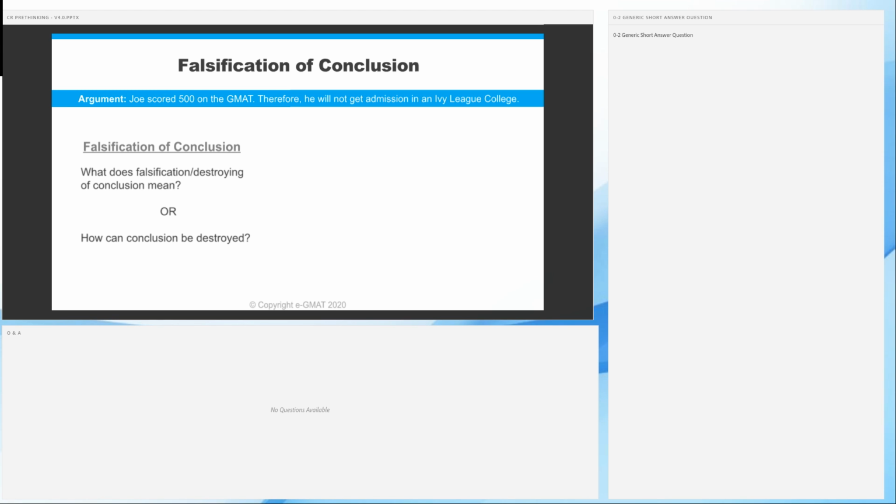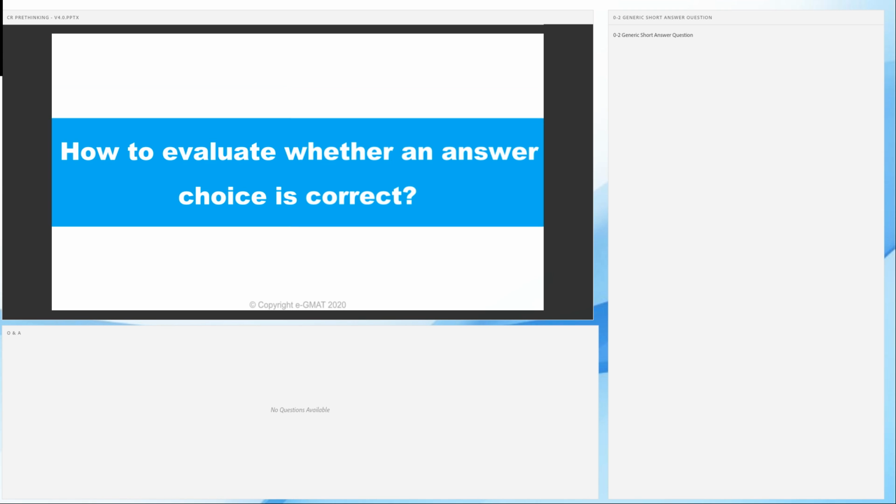Now, let's apply this to all of this here. Same argument. Let's apply that must be true aspect. So what does falsification of the conclusion mean? It means that if Joe gets into an Ivy League school with that score of 500, then my conclusion will be destroyed.